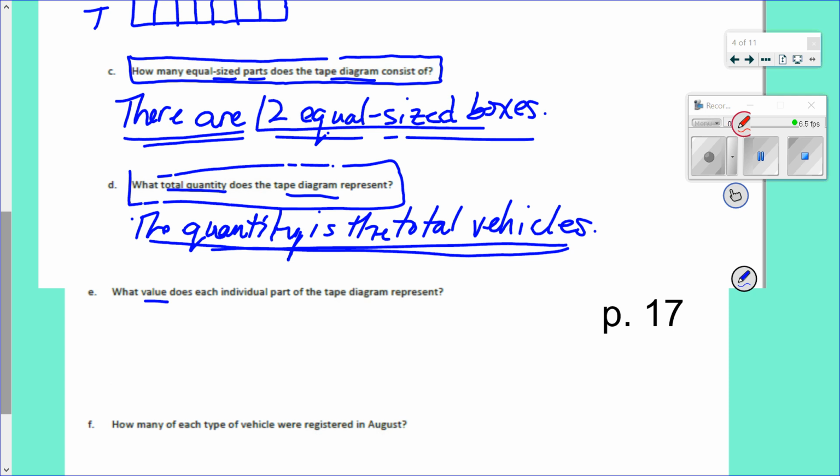So what value does each individual part of the tape diagram represent? So we said there's 12 equal size. We said the total quantity is the total vehicles. So what could I say about each individual box in my tape diagram? What does it represent? Well, what did we call that? So what is one box equal? One vehicle, right? So each box is one vehicle.